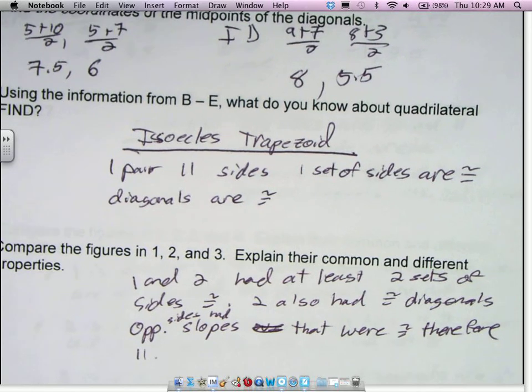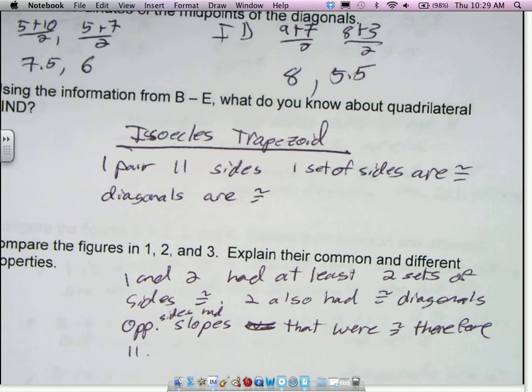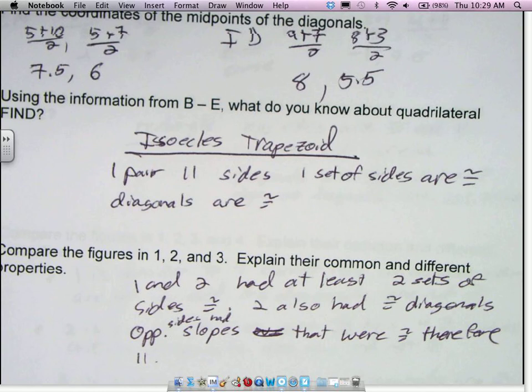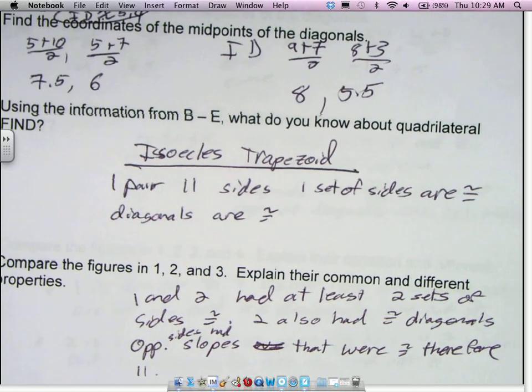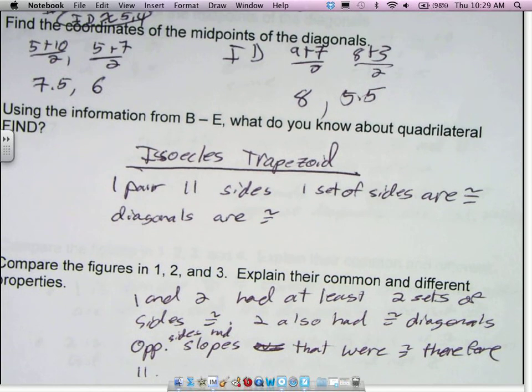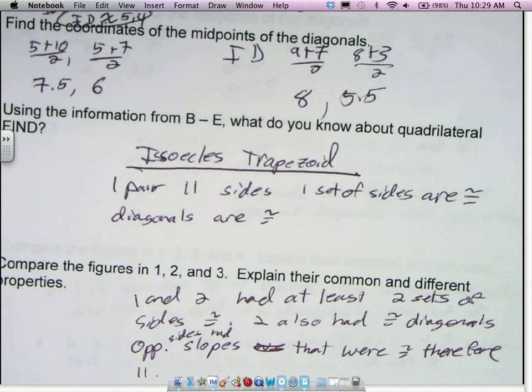1 and 2 had at least 2 sets of sides that were congruent. 1 and 2 had at least 2 sets of congruent sides. 2 also had congruent diagonals and opposite sides that had congruent slopes, therefore parallel. Thank you.